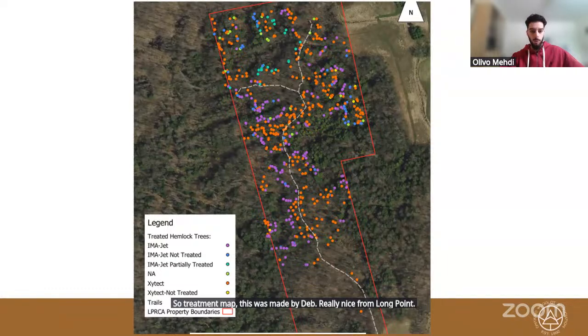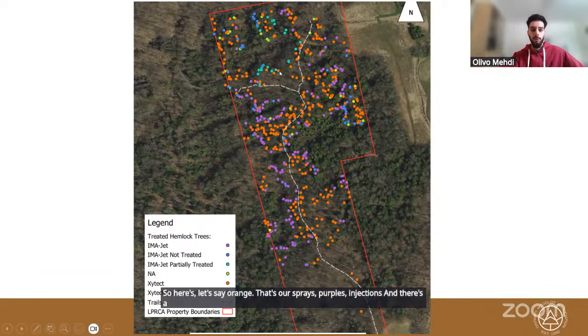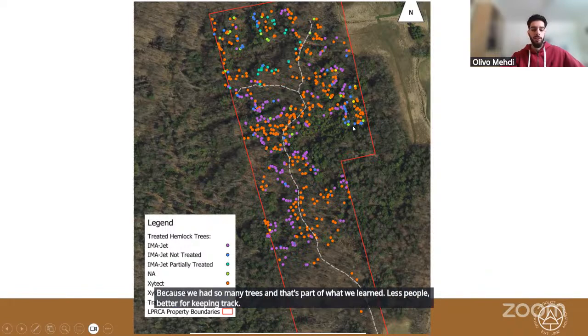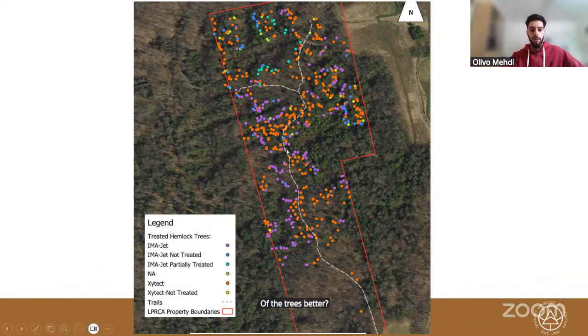So here it says orange, that's our sprays, purples, injections. Then there's a few colors along the top. You can see the kind of turquoise. Those are the partially treated trees along this one vernal pool. And then there's some errors because we had so many trees, and that's part of what we learned. Fewer people is better for keeping track of the trees. And then there are some omitted ones, like over the limit, or we couldn't find them.